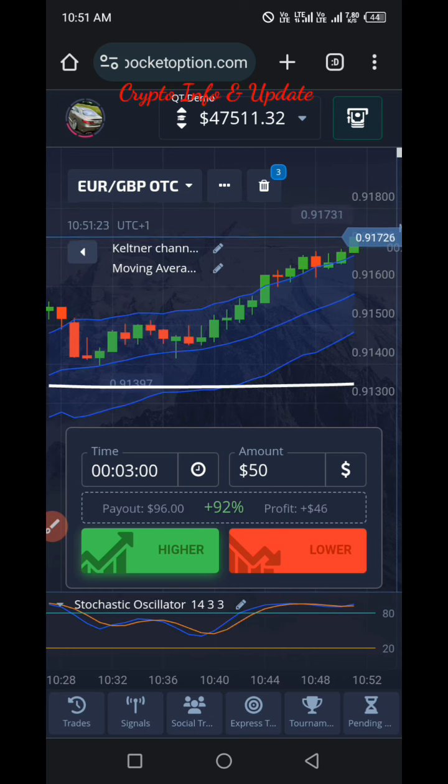Now, in today's tutorial, we're going to be focusing on the rollover feature in Pocket Option. Let me take a trade and illustrate this. Let me open a higher position, just using a 3 minutes time frame.